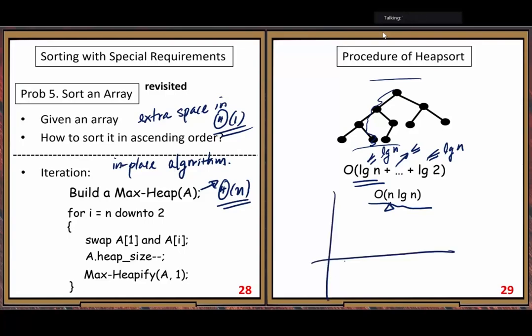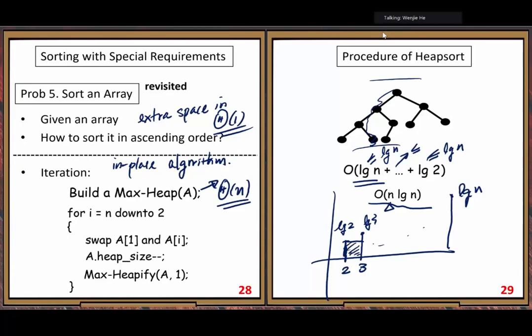Log base 2 of n. So we draw the heights. This height is log base 2 of 2, log base 2 of 3, and so on, up to log n here. Then to estimate, we draw rectangles and consider their areas.